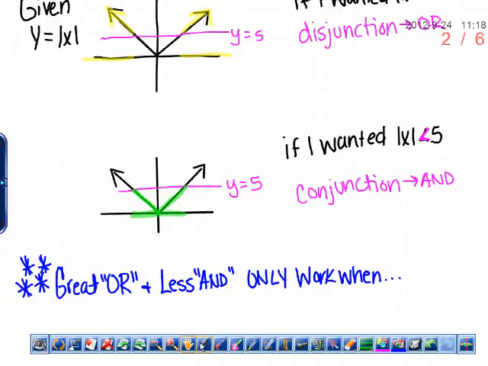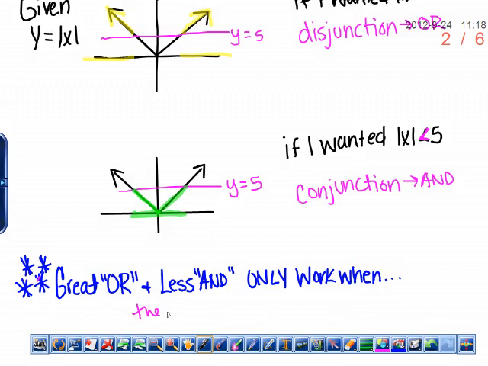Okay, so here's a hint. Greater, like greater than, but we can think of it as great or. Greater than means or. And less, instead of less than, less and. Okay, so great or and less and can help us remember if we're going to have a disjunction or a conjunction. And versus or.